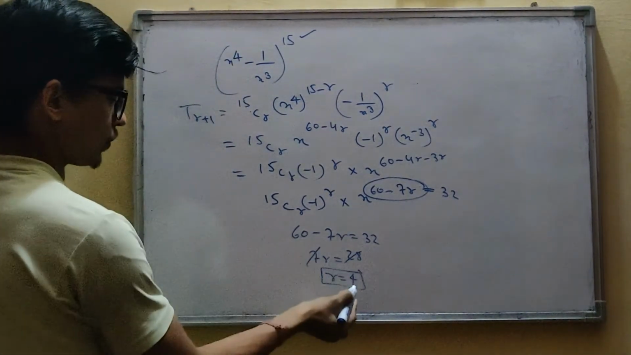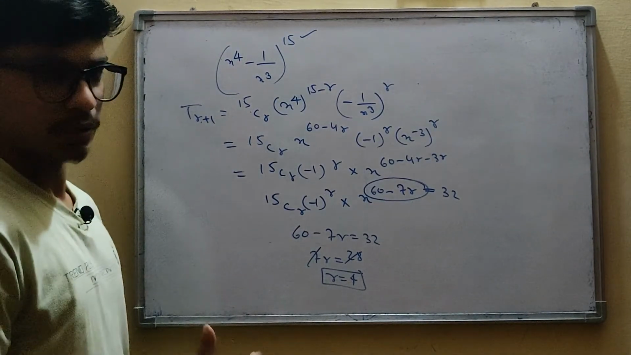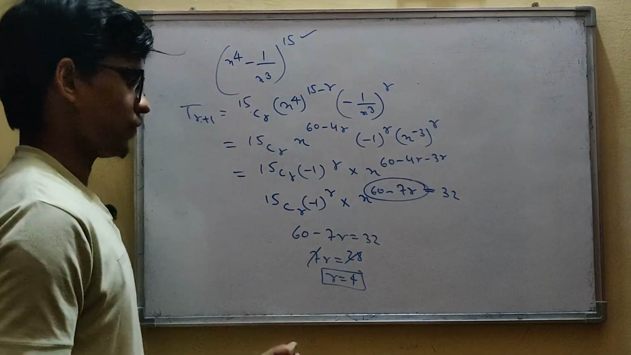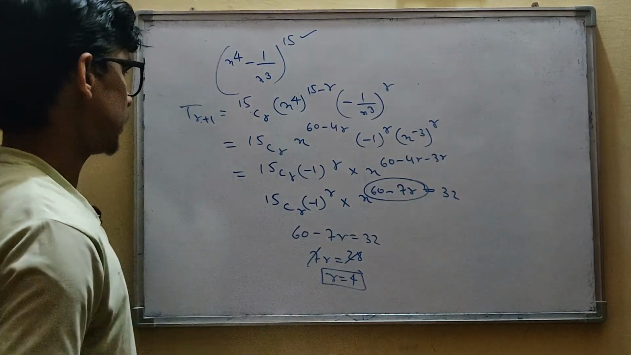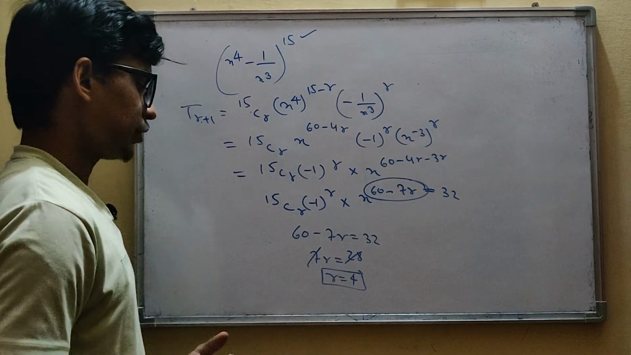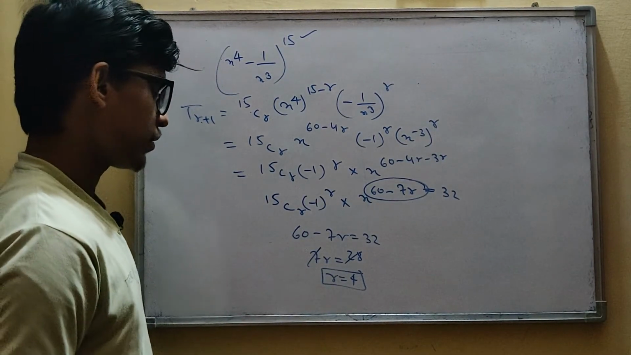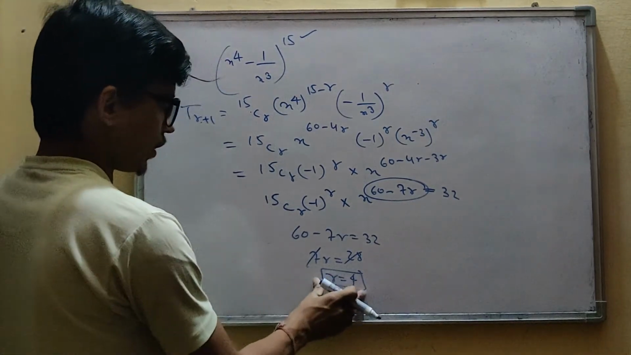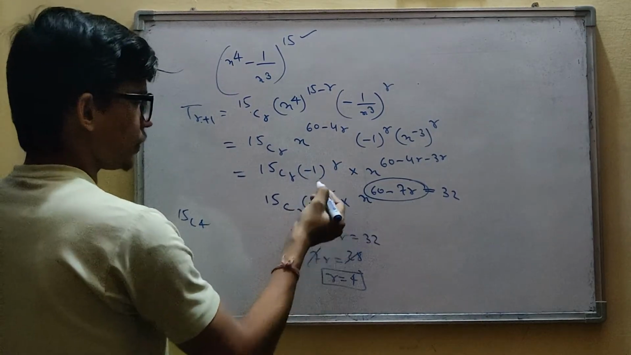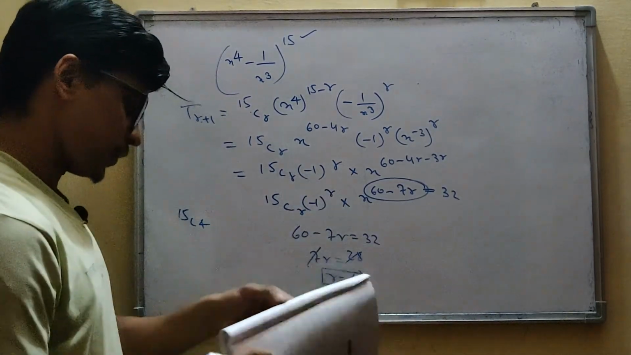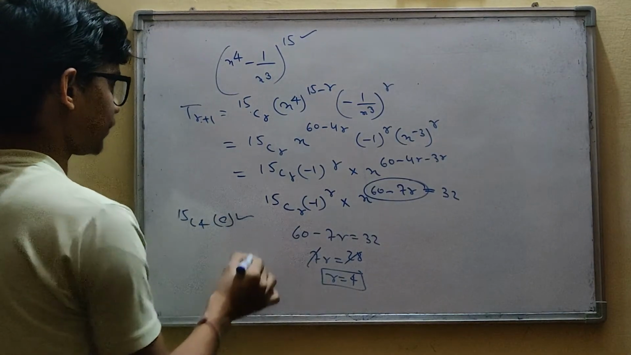So the fifth term, if you substitute r equals 4 over here. Sometimes they ask which term is containing x to the power 32. If they ask like this, the fifth term will be the term that has x to the power 32, right? And for the coefficient, just substitute r equals 4 over here. So 15C4 and minus 1 to the power, this is going to be the same, so the answer should be 15C4. Okay, so option C is the answer.